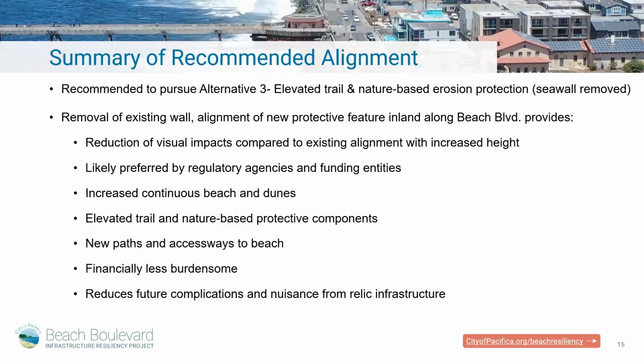So we're recommending alternative 3, advance forward the elevated trail with nature-based strategies for erosion protection. This reduces the visual impacts of an elevated seawall in the current location, preferred by regulatory agencies, continuity between beach and dune habitat, and also less cost. So with that, I'm going to turn it over to Louis in the next stage, and he's going to talk through the wave run up and overtopping.